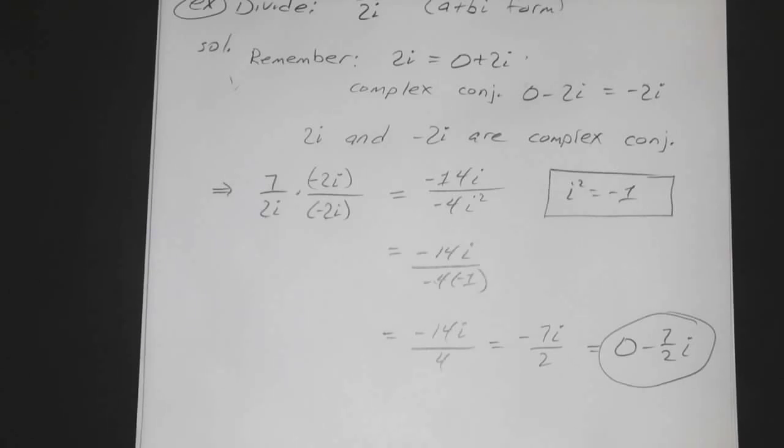Yes? In the beginning, since there's no a in the denominator, could we have just multiplied the numerator and denominator by i? Yep, actually that one would have worked since it's just one term. Yep, that one would have worked also.